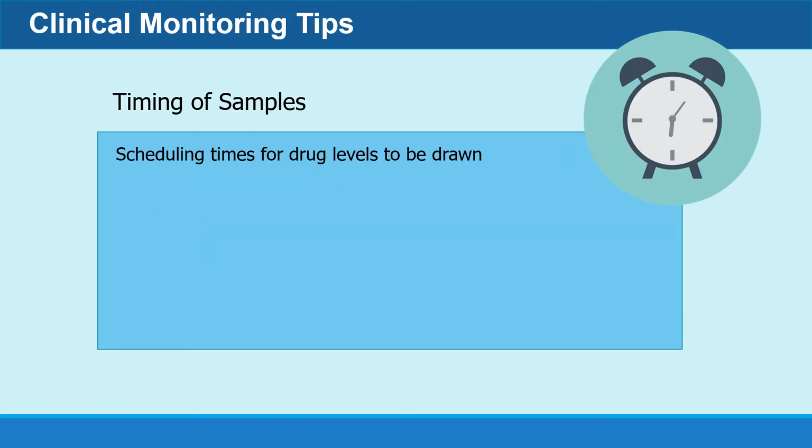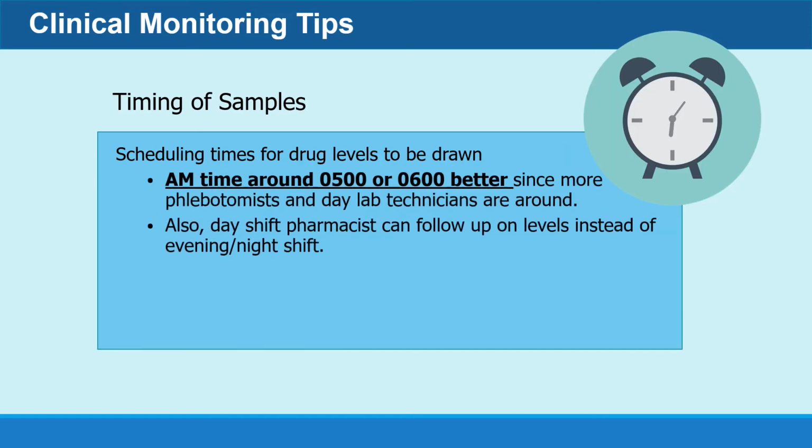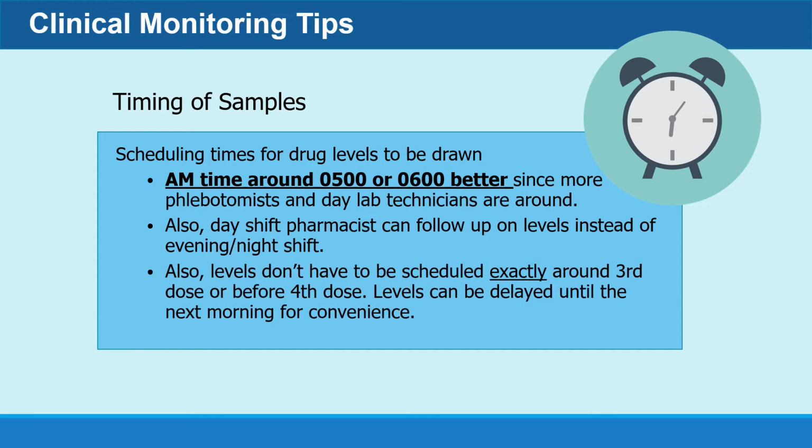When scheduling times for drug levels to be drawn, it's always good to schedule them in the morning time around 0500 or 0600. This is better because more phlebotomists and day lab technicians are around. Also, the day shift pharmacist can follow up on the levels instead of leaving it for the evening or night shift crew to take care of. Also, levels don't have to be scheduled exactly around the third dose or before the fourth dose. Levels can be delayed until the next morning for convenience.